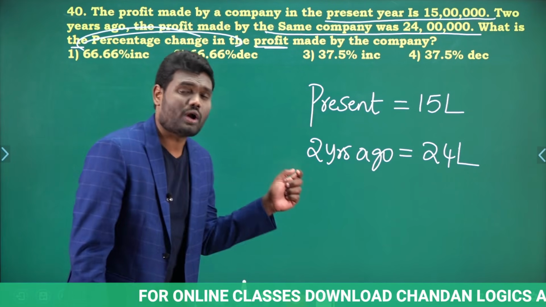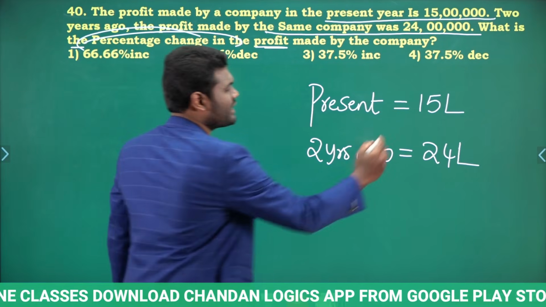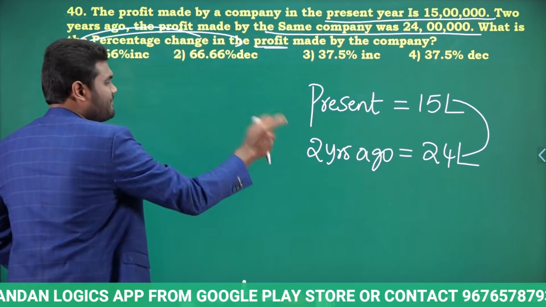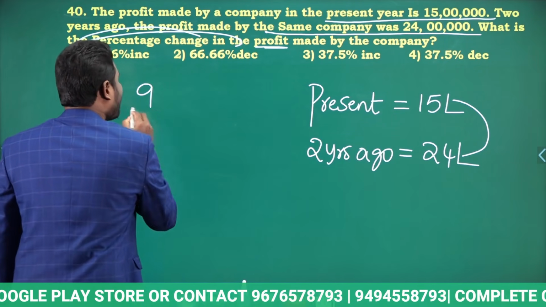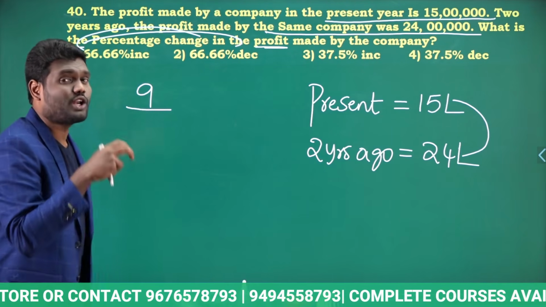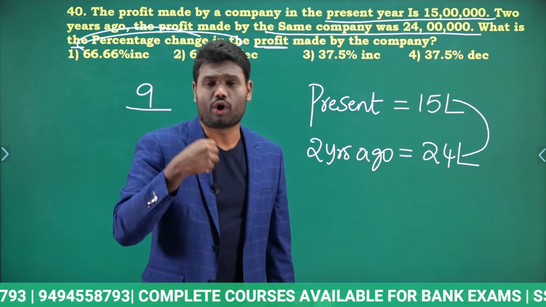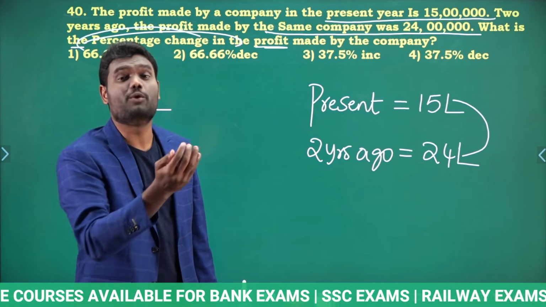So whenever you come across questions in this way, again the same concept, difference. Look at the difference. Difference is how much? 15 and 24. Difference is nothing but 9. 9 by. In the denominator, whenever you are trying to compare profit or loss or whatever it may be, always you need to compare with previous value.